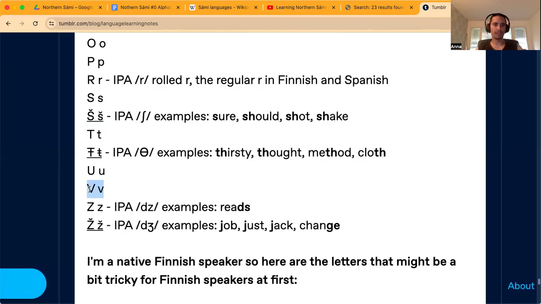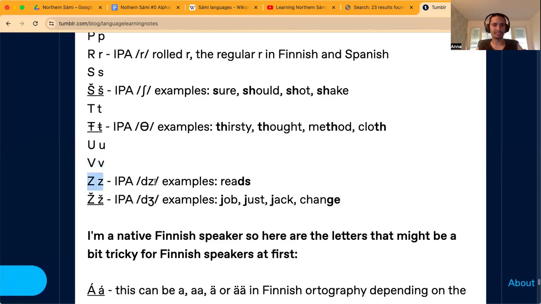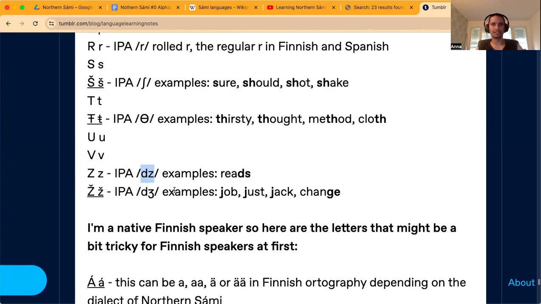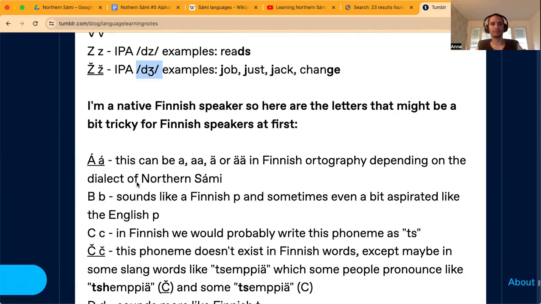U, v, so U and v. Z is like in the word reads, z. So z, not like z, but z. And this is j, like job, just, jack, change. So z and j.